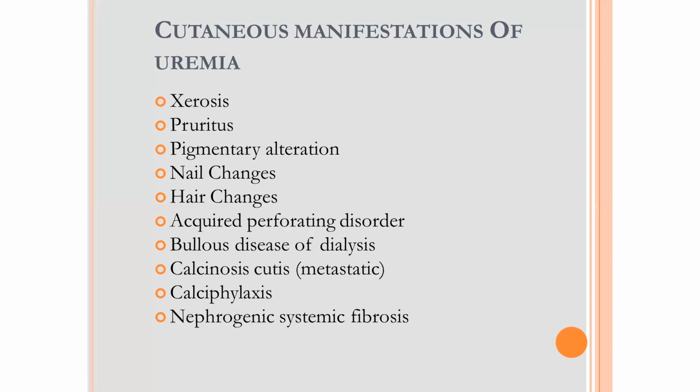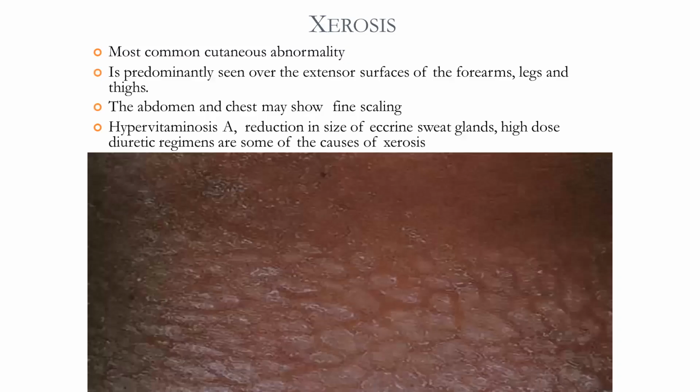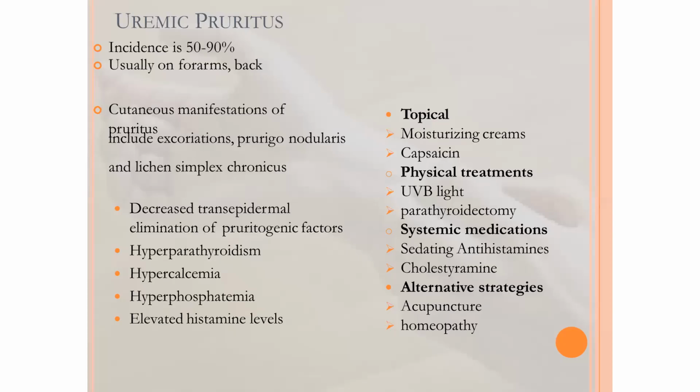End-stage renal disease or uremia: xerosis, pruritus, pigmentary alteration, nail changes, hair changes, acquired perforating disorders, bullous diseases, and calciphylaxis. Xerosis is the most common cutaneous abnormality, predominantly over the extensor surfaces of the forearms, legs, and thighs. The abdomen and chest may show fine scaling. It may be due to a reduction in size of eccrine sweat glands and high doses of diuretics.